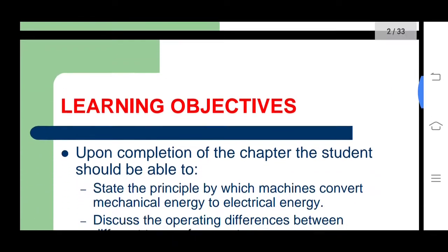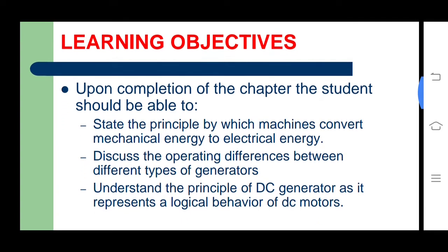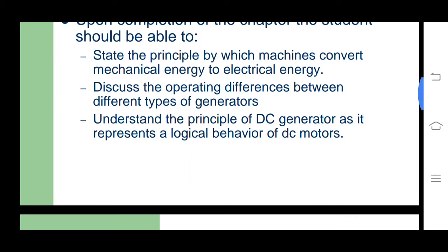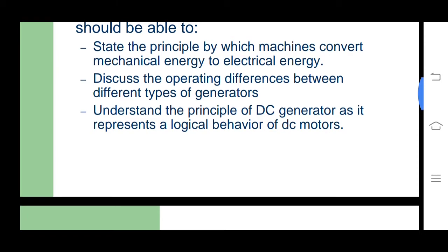DC generator working. Upon completion of this chapter, you should be able to state the principle by which a machine converts mechanical energy to electrical energy. That means a DC generator converts mechanical energy to electrical energy.